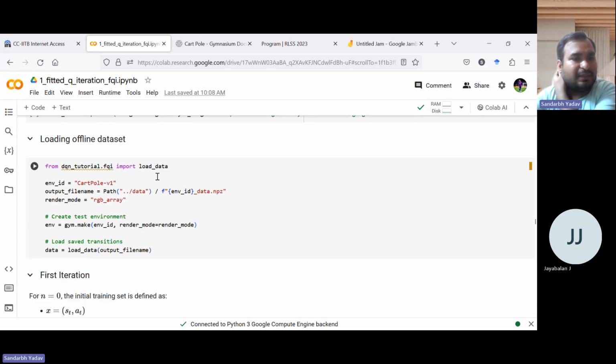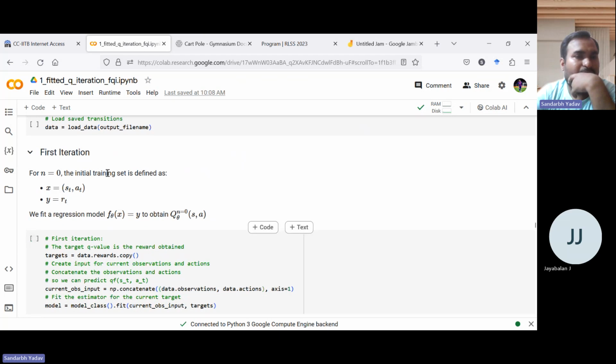Now these are some imports happening, like the environment ID. Now remember this output file name. We create the environment and load the saved transitions. We saved it at this location and we are loading the data now. Now begins the first iteration.